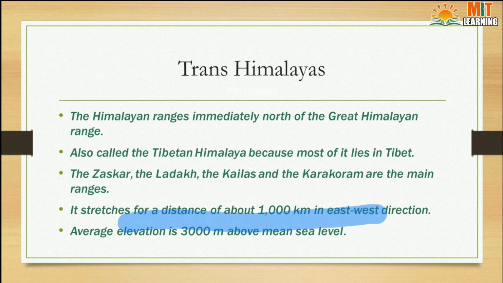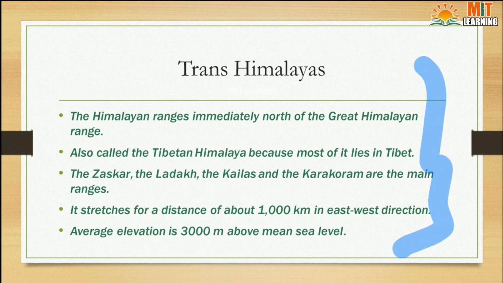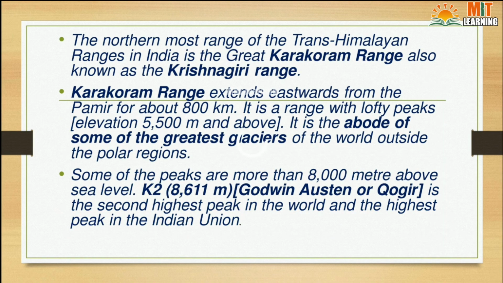What is the average elevation of the Trans Himalayas? About 3000 meters above sea level. So this is the brief information about the Trans Himalayas. Next, the northernmost range of the Trans-Himalayan range in India is the Great Karakoram range, also known as Krishnagiri range. This you have to remember. What is the important range on the northernmost part of the Trans-Himalayas? That is the Karakoram range, also known as Krishnagiri range.